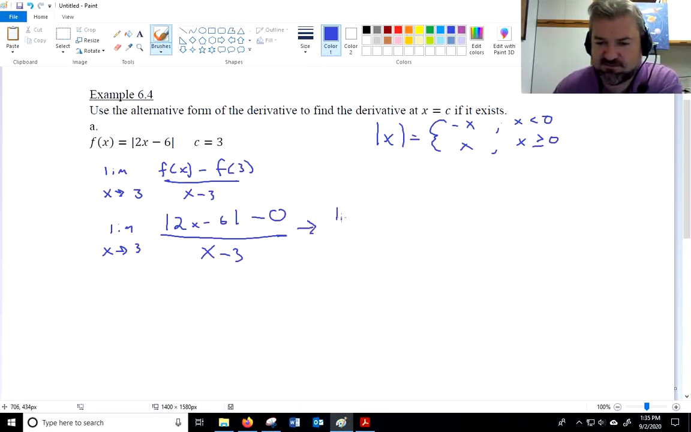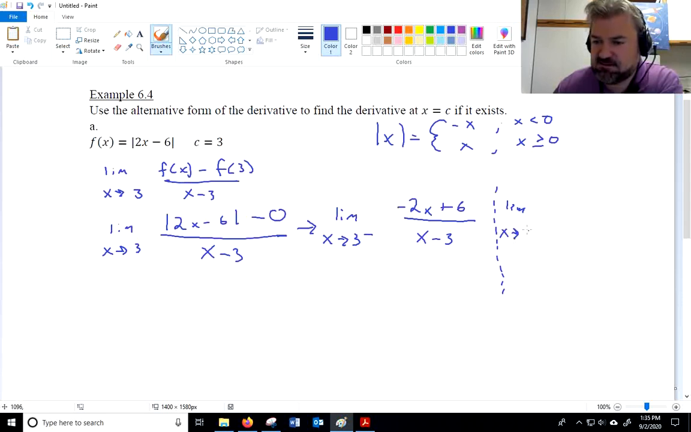I'm going to say that this is the limit as x approaches 3 from the left. This is negative 2x plus 6. You see how I distributed a negative to the 2 and the negative 6. And then minus 0 is just 0, over x minus 3. So that's that one. And then I also need to find the limit from the right.